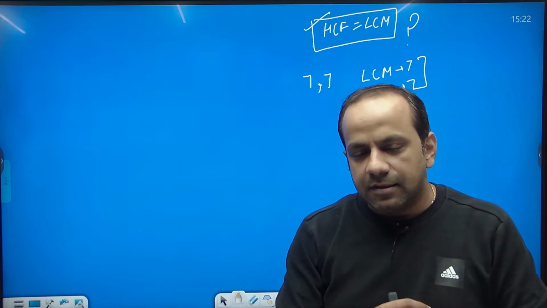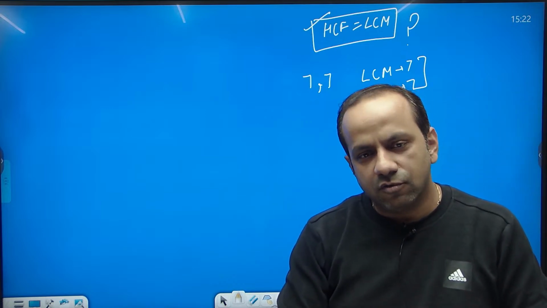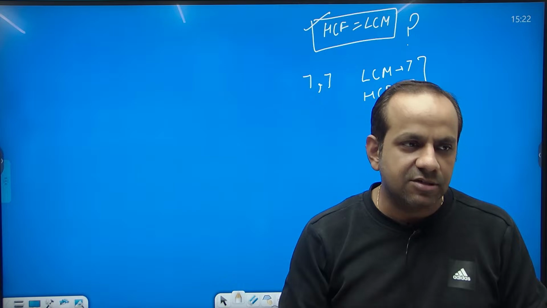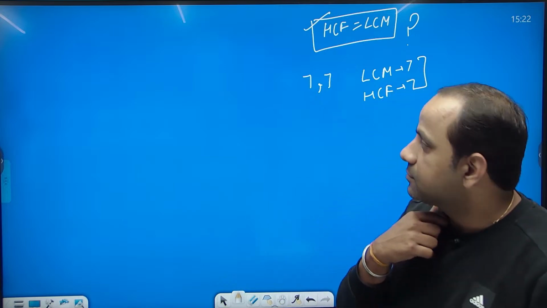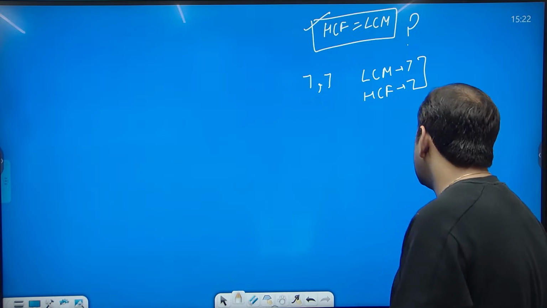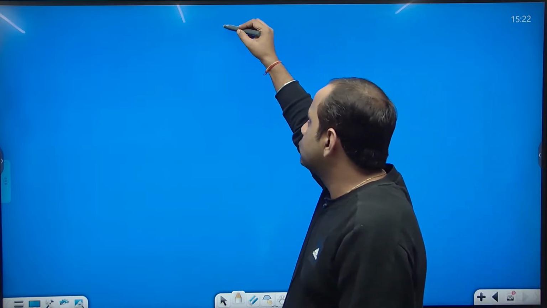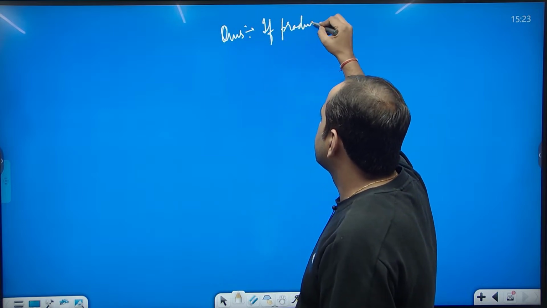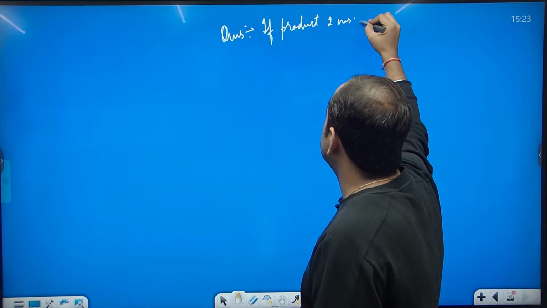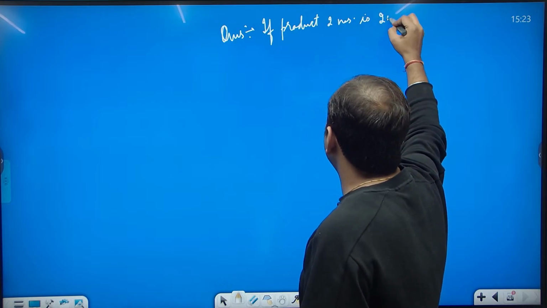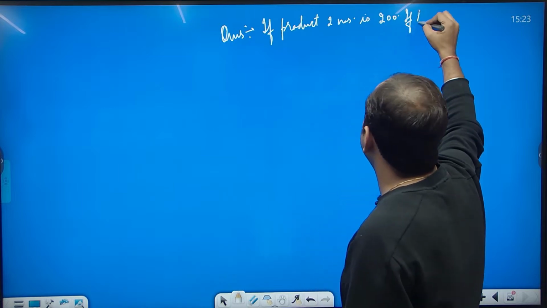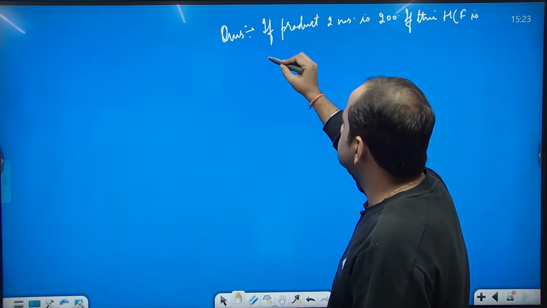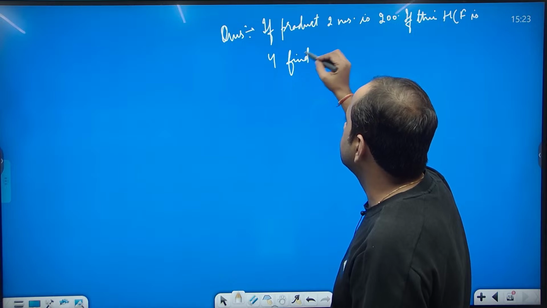Now you all know that product of HCF and LCM is equal to product of two numbers. This is not applicable when we have three numbers, and when we are using this formula, make sure that HCF can never be greater than LCM. Okay, like if you get a question like this, if product of two numbers is, let's say 200, and if their HCF is 4, you need to find their LCM.